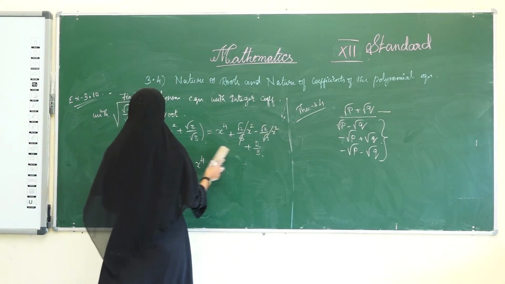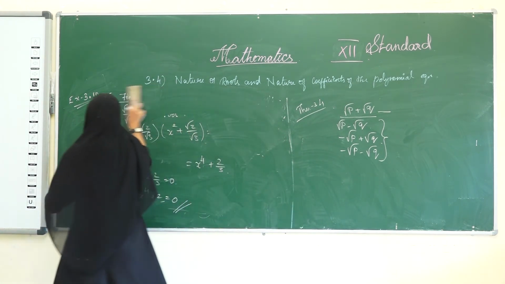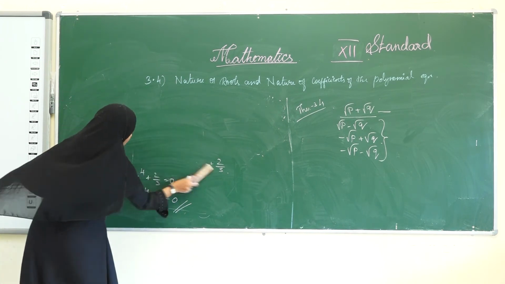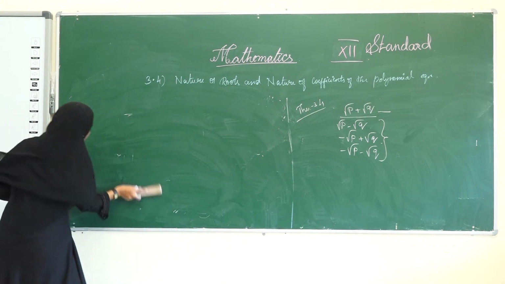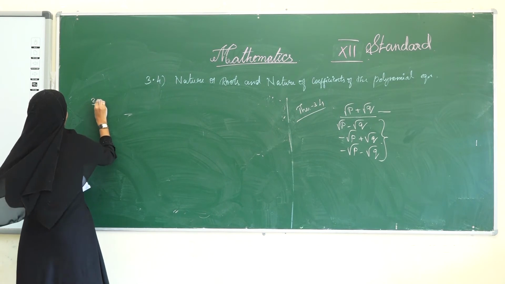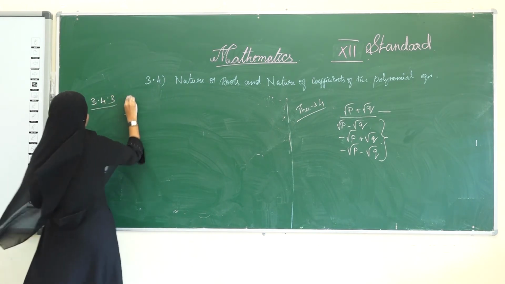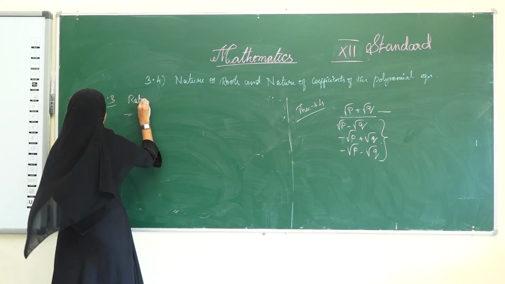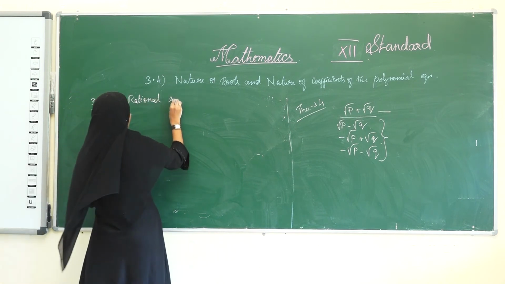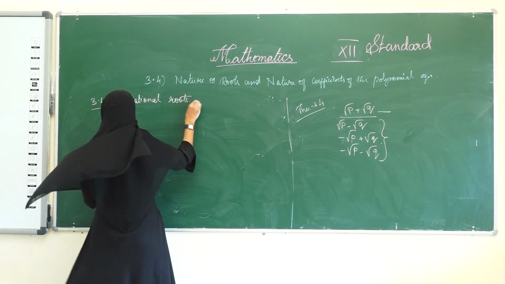So next we are going to move on to the last subdivision, that is 3.4.3, rational roots. Last time we have seen irrational roots. Now we are going to see rational roots.